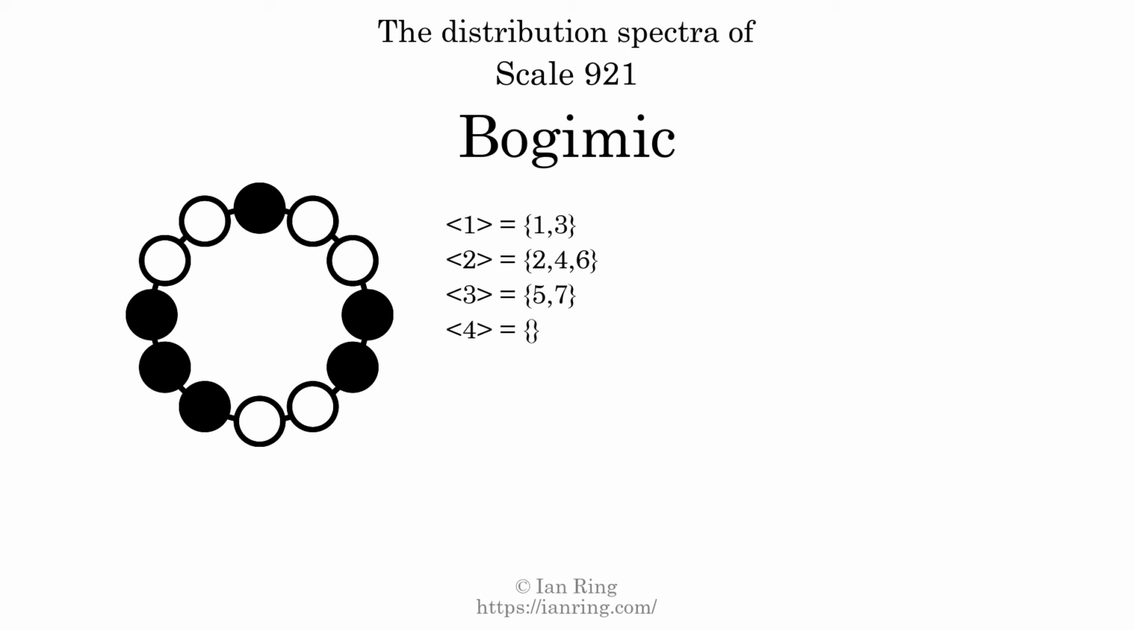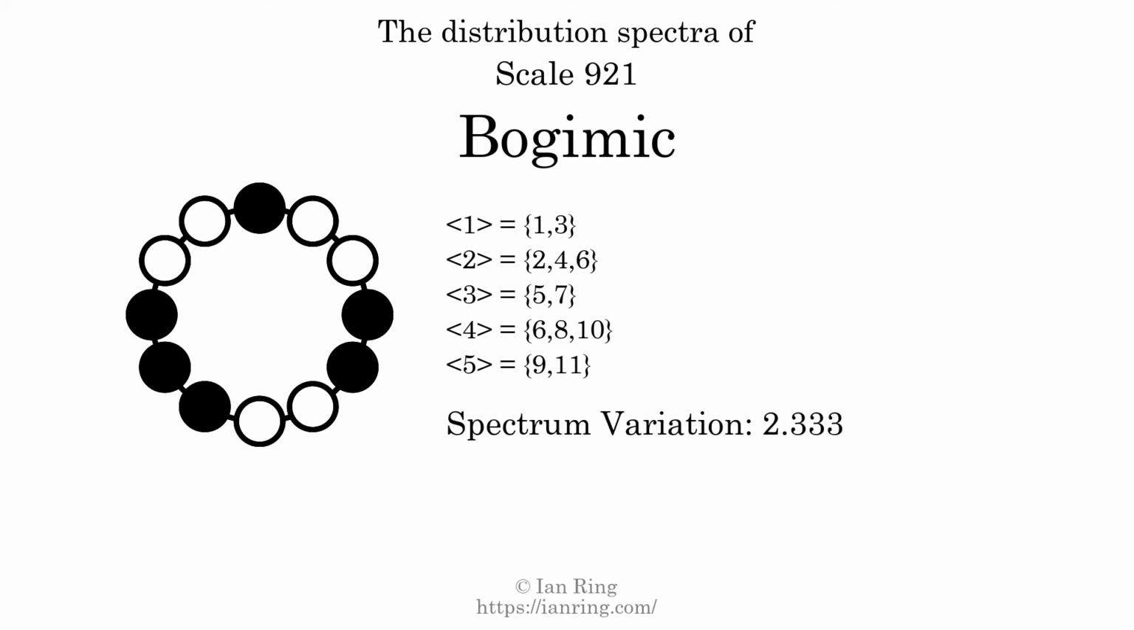The generic interval of 4 scale steps comes in 3 different specific interval sizes: 6 semitones, 8 semitones, and 10 semitones. The spectrum width of this generic interval is 4. And finally, the generic interval of 5 scale steps comes in 2 different specific interval sizes: 9 semitones and 11 semitones. The spectrum width of this generic interval is 2. The spectrum variation is the sum of all the widths divided by the number of tones. The spectrum variation of this scale is 2.333.